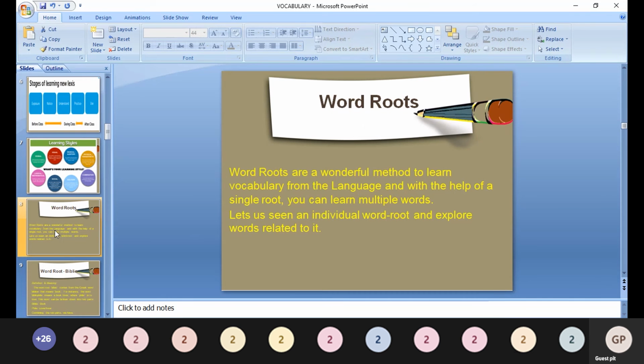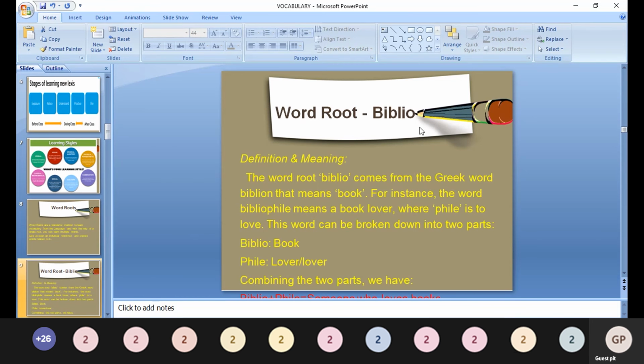Word roots. Now we look at the word roots. Word roots are a wonderful method to learn vocabulary from the language, and with the help of a single root you can learn multiple words. So with just the root of a word you can learn multiple words. Let us see an individual word root and explore words related to it.